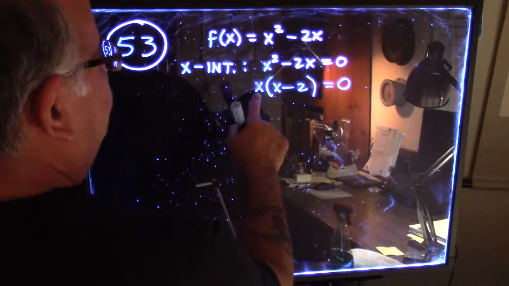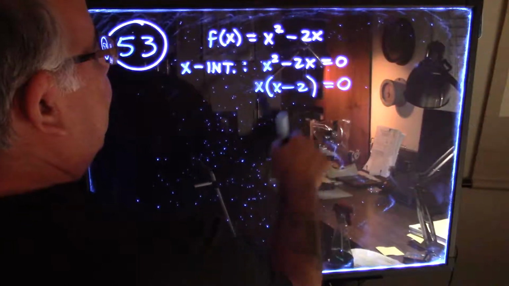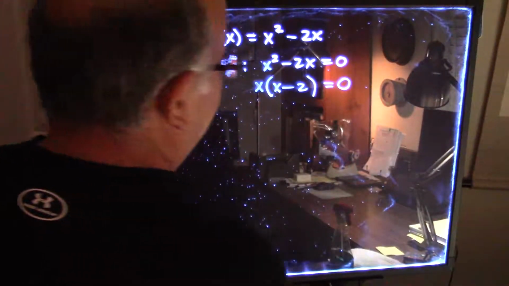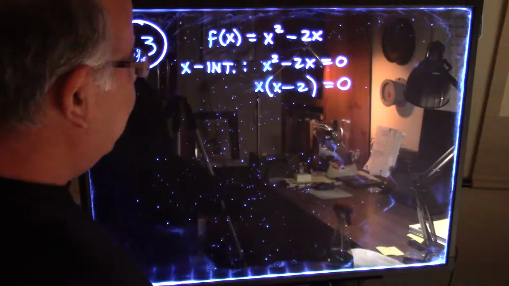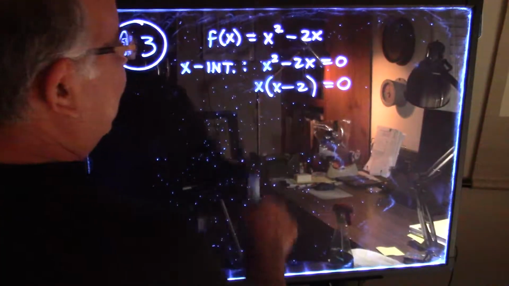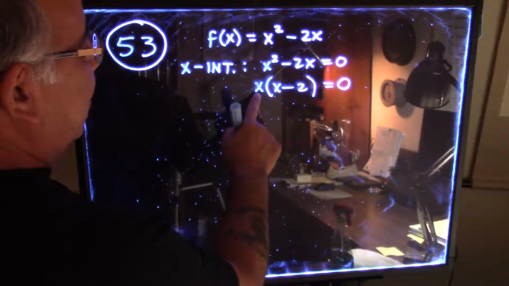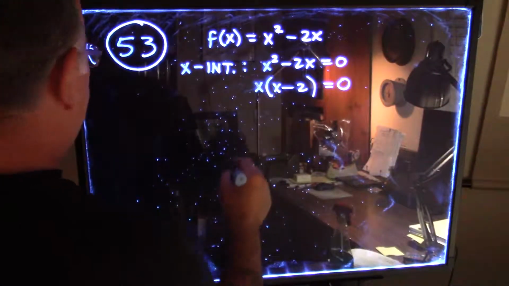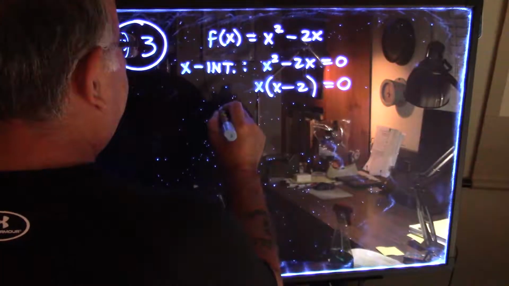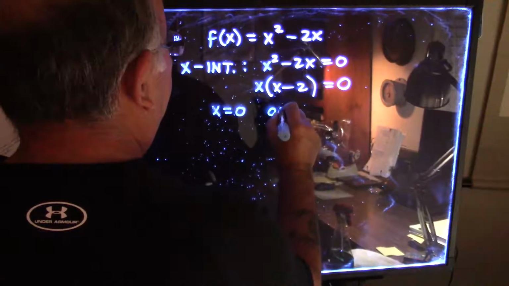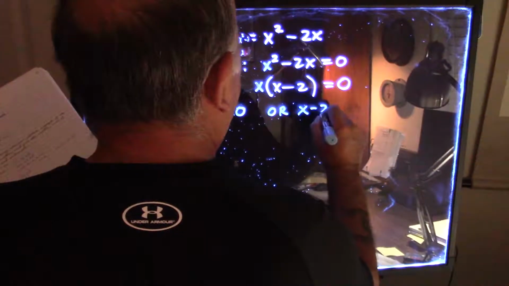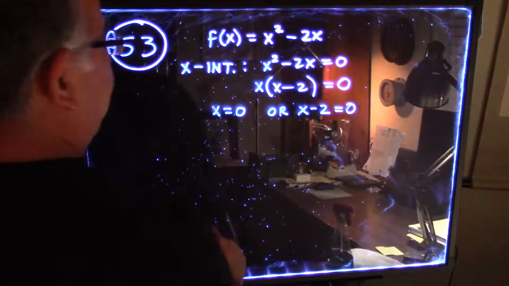And now you have this times this equals 0. So I was taught the principle of zero products, where if something times something equals 0, then this equals 0 or that equals 0. So that means x equals 0 or x minus 2 equals 0. And then you solve each of those separately.